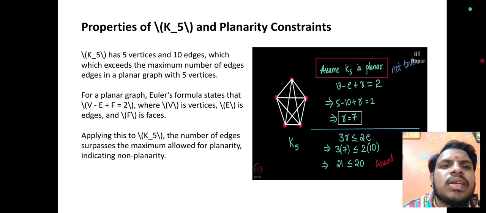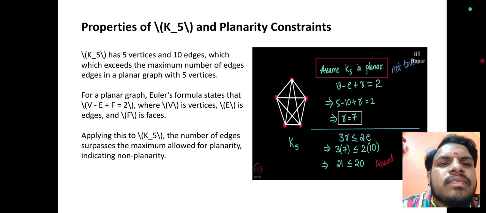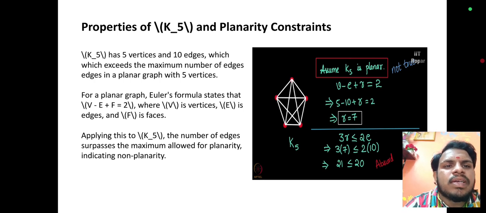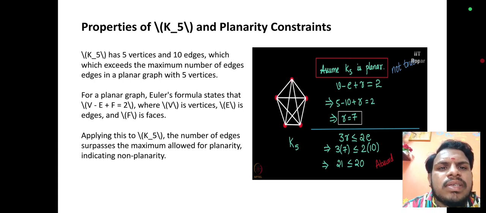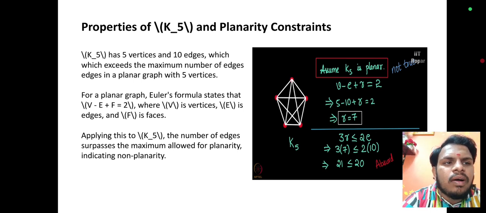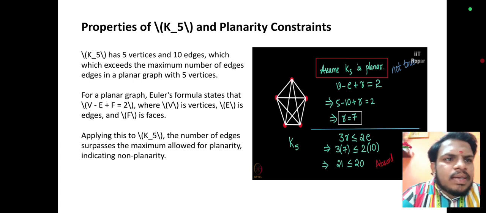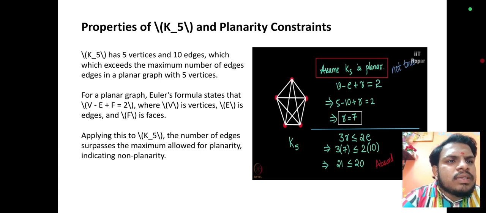If K_n has n vertices and edges, we look at the maximum number of edges in a planar graph with 5 vertices. For a planar graph, Euler's formula states V minus E plus F equals 2, where V is vertices, E is edges, and F is faces. Applying this to K5, the number of edges exceeds the minimum allowed for planarity, indicating non-planarity. So K5 is not planar.